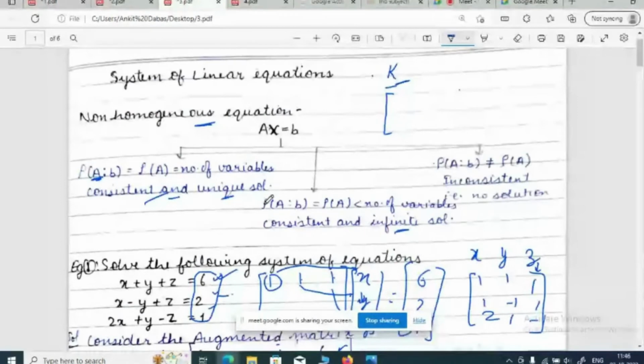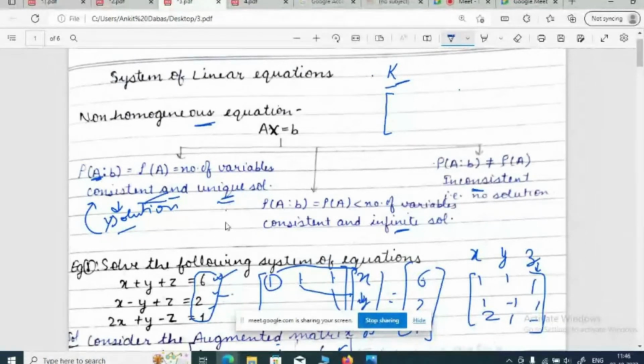Now the rank of the matrices is used to decide whether the system will be consistent. Consistent means whether it will have a solution or not. If the system has a solution, it is called consistent. If it does not have a solution, it is called inconsistent. Again, if it has one solution, it is said to have a unique solution, and if more than one, it turns out to be infinite. These are the two possibilities in a consistent system.